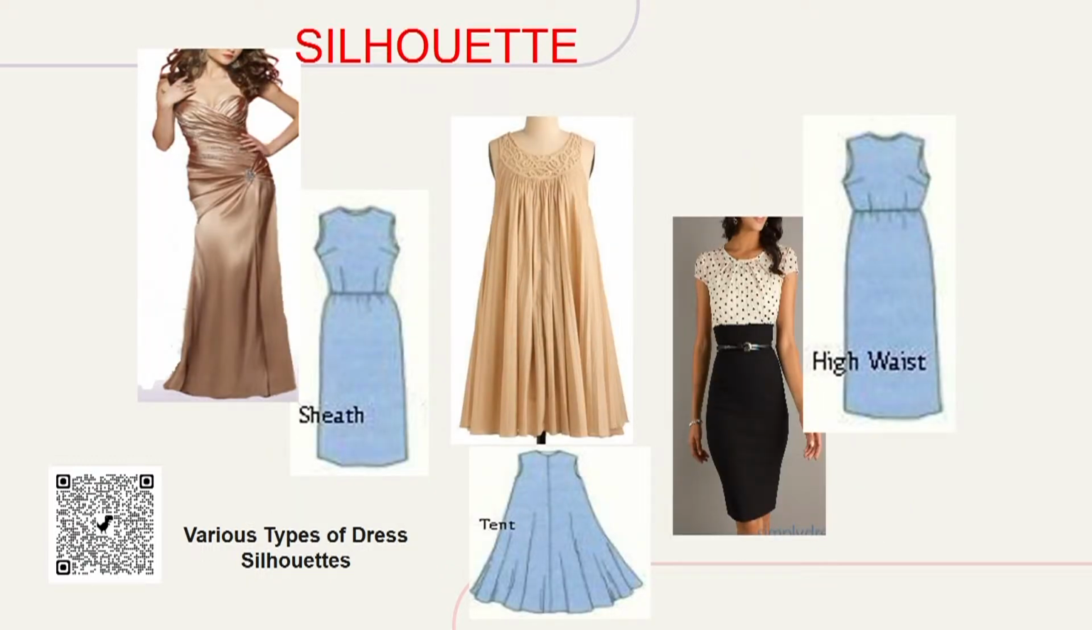Other silhouettes which can be widely seen in the market are the sheath silhouette and the tent silhouette, which resembles the shape of a tent, and therefore has a lot of gathers and flare in the hem or hemline of the garment. Next is the high-waisted silhouette. In the high-waisted silhouette, your waistline is not falling at the natural waistline, but it is a little higher as compared to the natural waistline of the body.